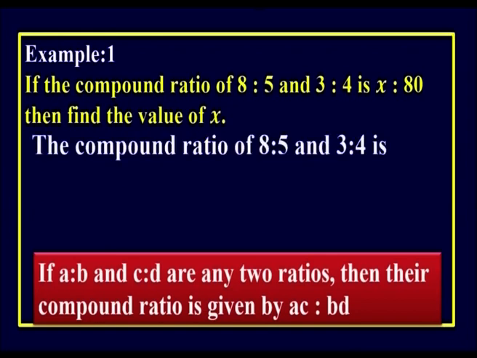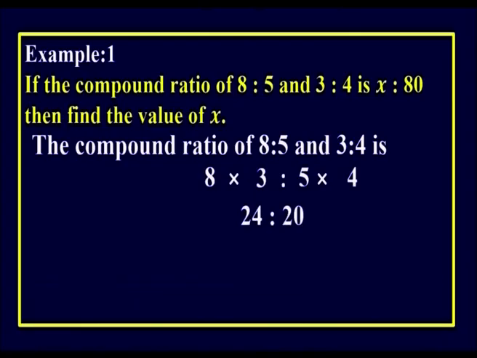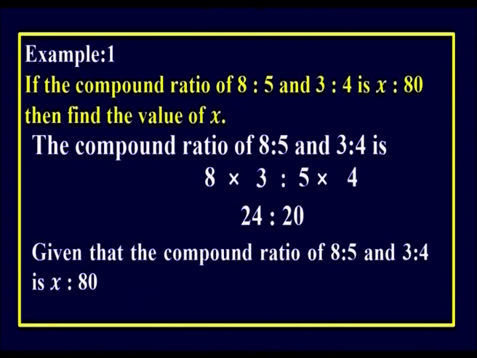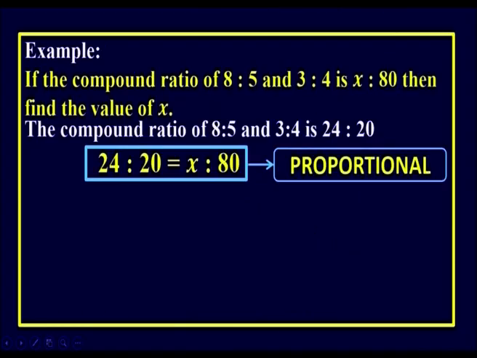So, the compound ratio of 8 is to 5 and 3 is to 4 will be how much, children? Yes, product of antecedents, 8 into 3, and product of consequents, 5 into 4. Now, multiplying this, what do you get? 24 is to 20. It is already given that the compound ratio of these two ratios is x is to 80. Now, what we will do? Yes, we need to equate 24 is to 20 with x is to 80. Now, here what do you get, children? 24 is to 20 is x is to 80.